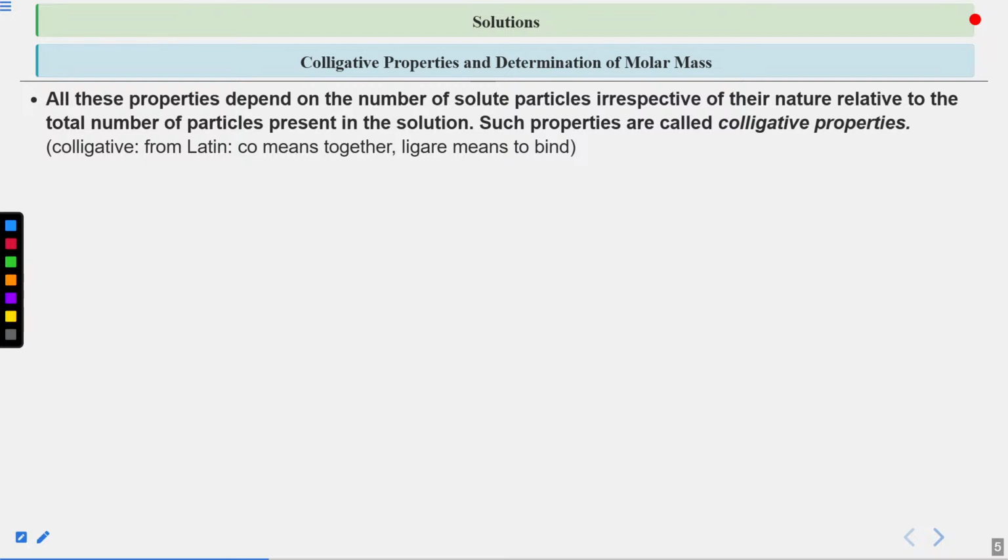Okay. So what are colligative properties? First of all, the most important point about this property is that it is totally dependent upon the number of solute particles. We have two components in a solution, which are solvent and solute. Colligative properties are only dependent on the number of solute particles and not on the nature of the solute particle. Our term colligative is derived from a Latin word where co means together and ligar means to bind.